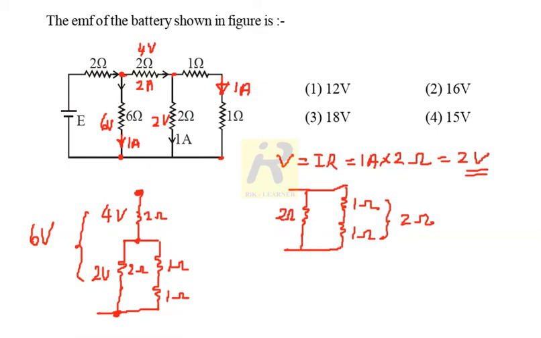What clue did we get? At this node 2 amps is flowing here and 1 amp is flowing here, then how much current should enter this node? The sum of these two, that is 3 amps. So 3 amps is flowing in this resistor. If 3 amp current is flowing here, then how much voltage should exist? It is 6 volt.